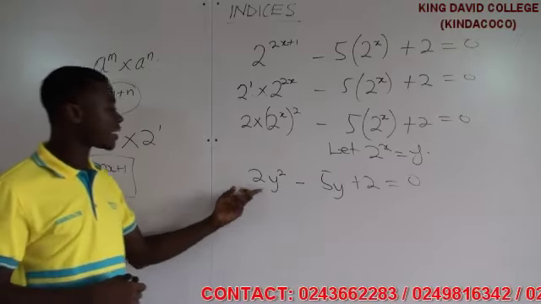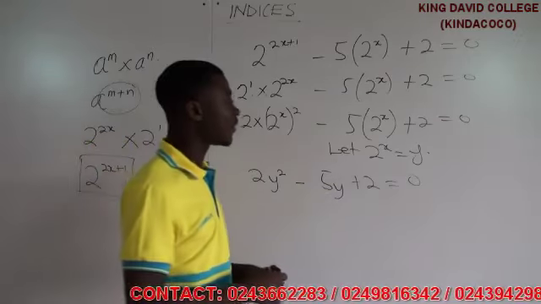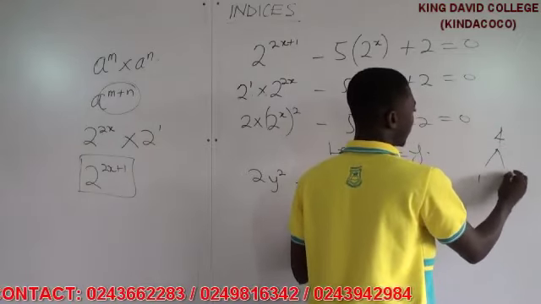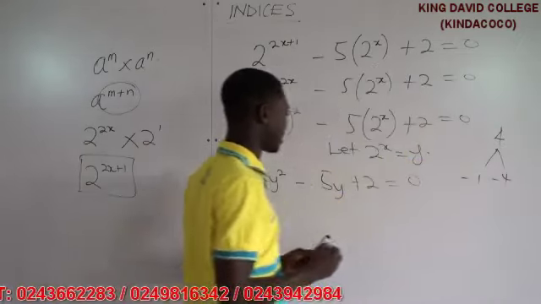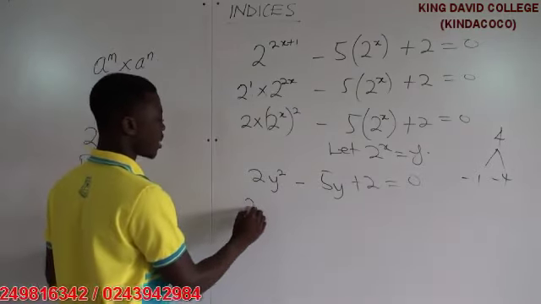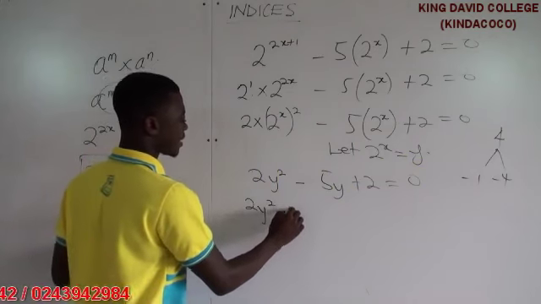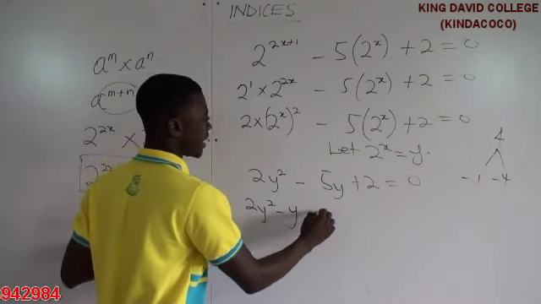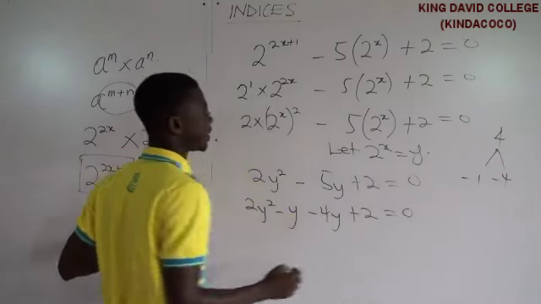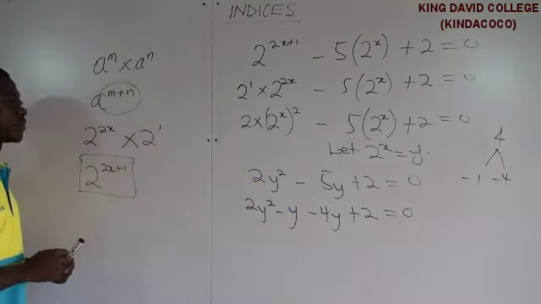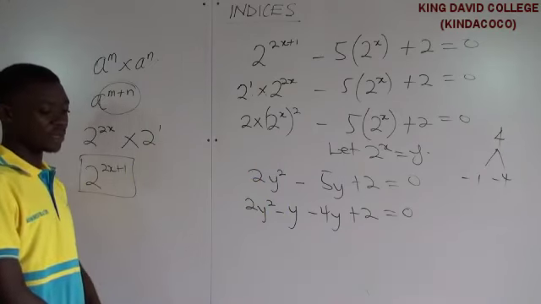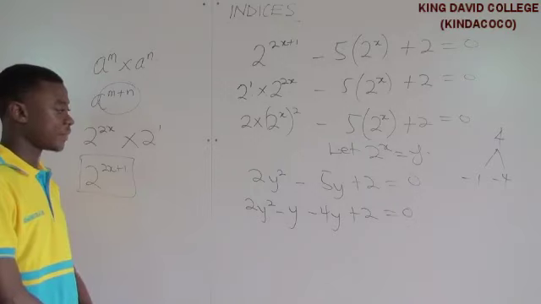So to find the factors, you multiply this by the last one, 4. So 4 is 1 and 4. So minus 1 and minus 4, you get minus 5 when you add them. So 2y squared minus y minus 4y plus 2 is equal to 0. So we are having this simple stuff over there.